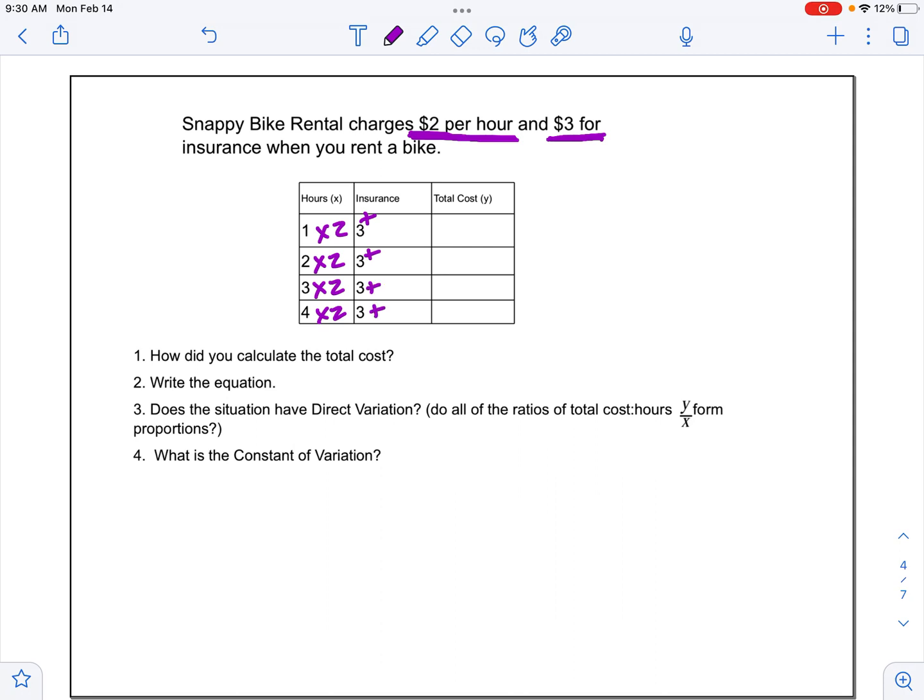So let's see what we have. If I rent my bike for 1 hour, and then I add the $3, it's going to cost me $5. If I rent it for 2 hours, that's 4 plus 3, 7. If I rent it for 3 hours, so 6 plus 3, 9. And if I rent it for 4 hours, that's 8 plus 3, which is 11.